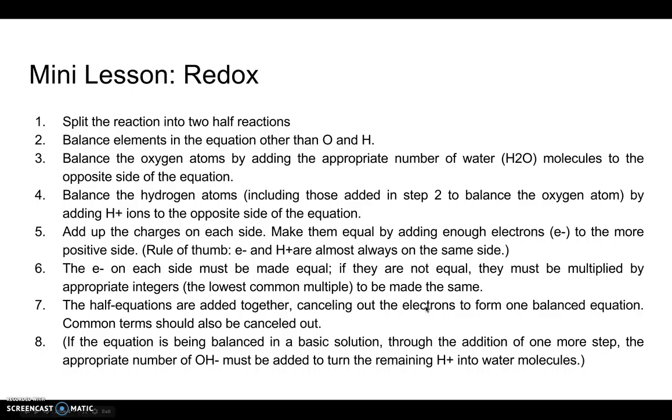So, a mini lesson on redox. You split the reaction in two. You balance O's with water molecules, and balance the H's with H+ ions. Then you usually have the electrons and the H+ ions on the same side. Then you have to make the electrons equal, so you multiply by an integer to get them the same, and then cross them out. And then you add the half reactions together, canceling out common terms.